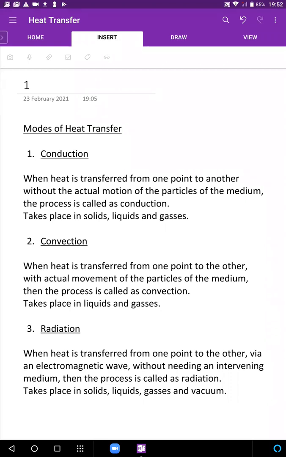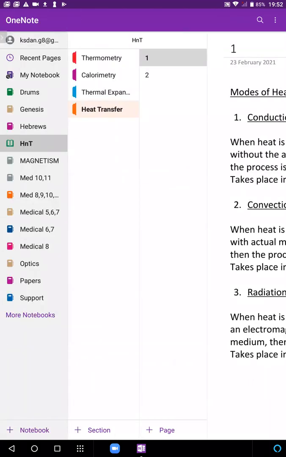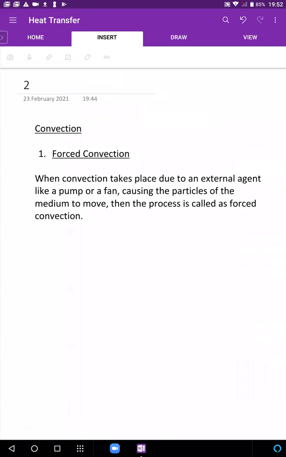We can also see that if anyone is transferring heat from one place to another via a process where the molecules move, that process will be called convection. Okay?